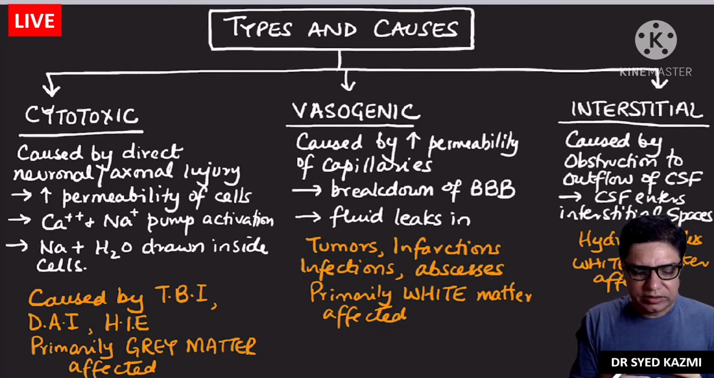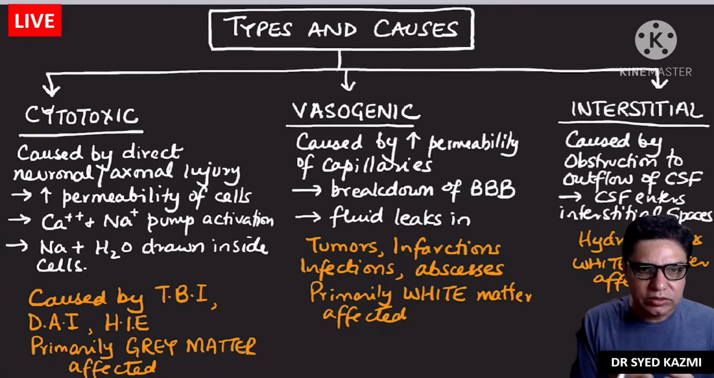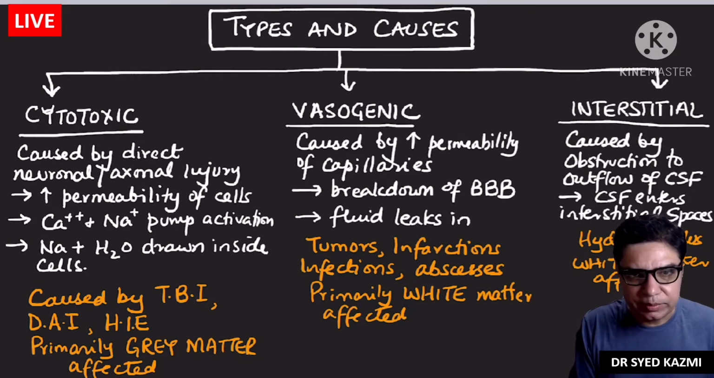So what happens is that the permeability of the capillaries increases, because the junctions between the endothelial lining break down. So what happens? The fluid component of the blood leaks in. It goes into the interstitial spaces and accumulates there and causes cerebral edema.